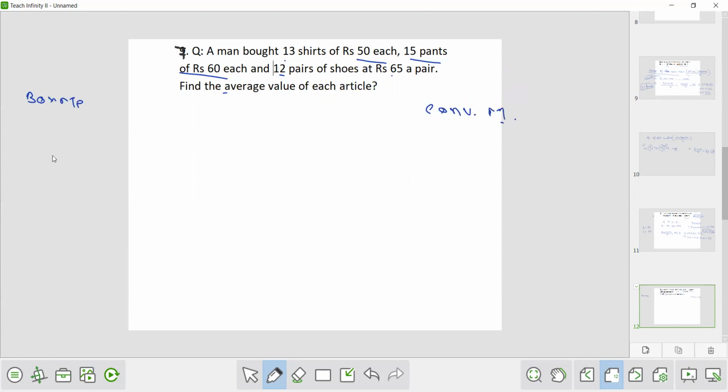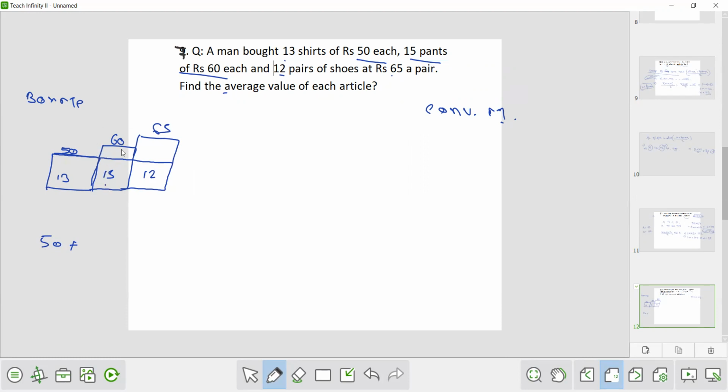Box method. Here there are 13 shirts, 50 each, means average is 50. For 15 pants, average is 60. And for 12 pair of shoes, average is 65. Let's say the average is 50, so the height will be 50. Now this is how much more than 50? So 10 more. So each quantity will be 10 more.